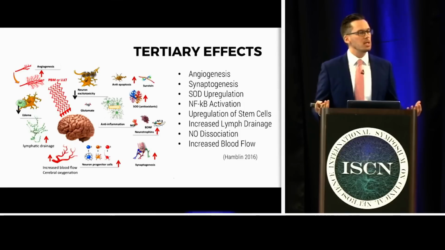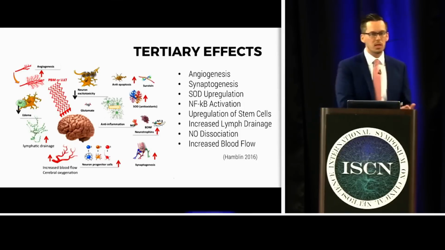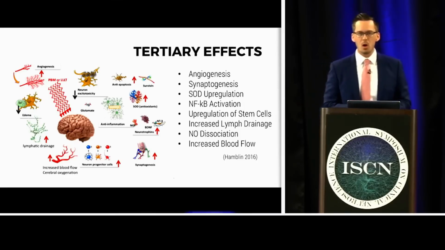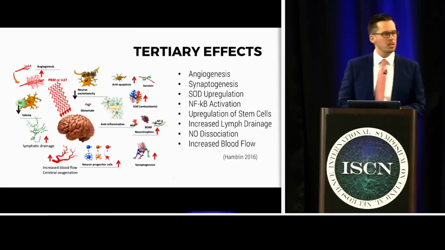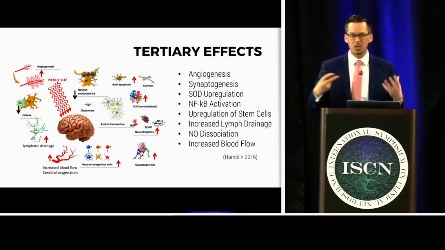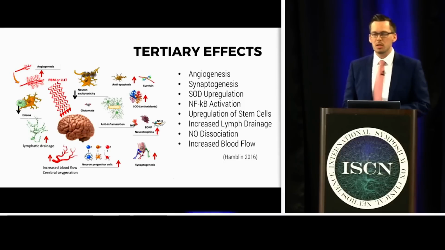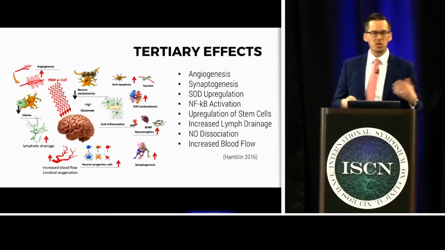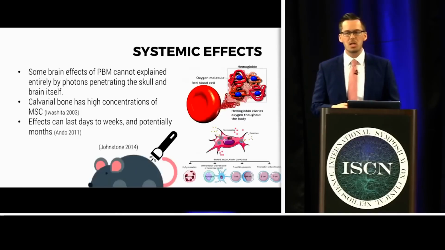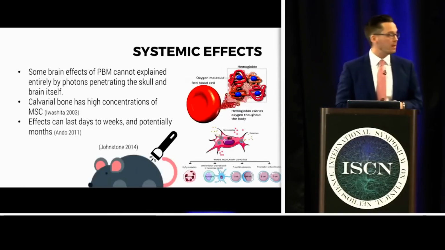Then we get the dissociation of nitric oxide. So we produce it, then we dissociate it so it's not such a harmful chemical, because at certain concentrations, nitric oxide can also change membrane potentials. We also see increased blood flow. So you see there's primary, secondary, and tertiary, and then there are systemic effects.